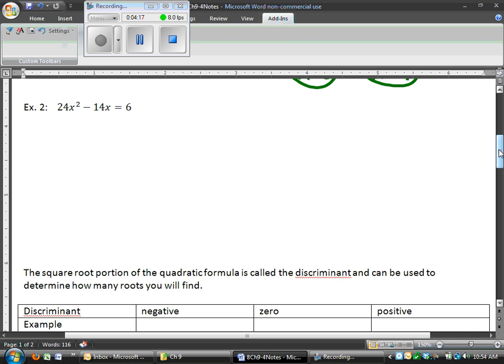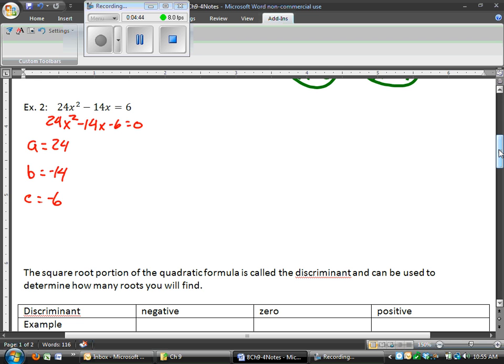24x squared minus 14x equals 6. Remember, first thing we have to do is always make sure it equals 0. So 24x squared minus 14x minus 6 equals 0. Then I can pull out my a, b, and c. A is the first number, 24. B is the second number, -14. And c is the third number, -6.